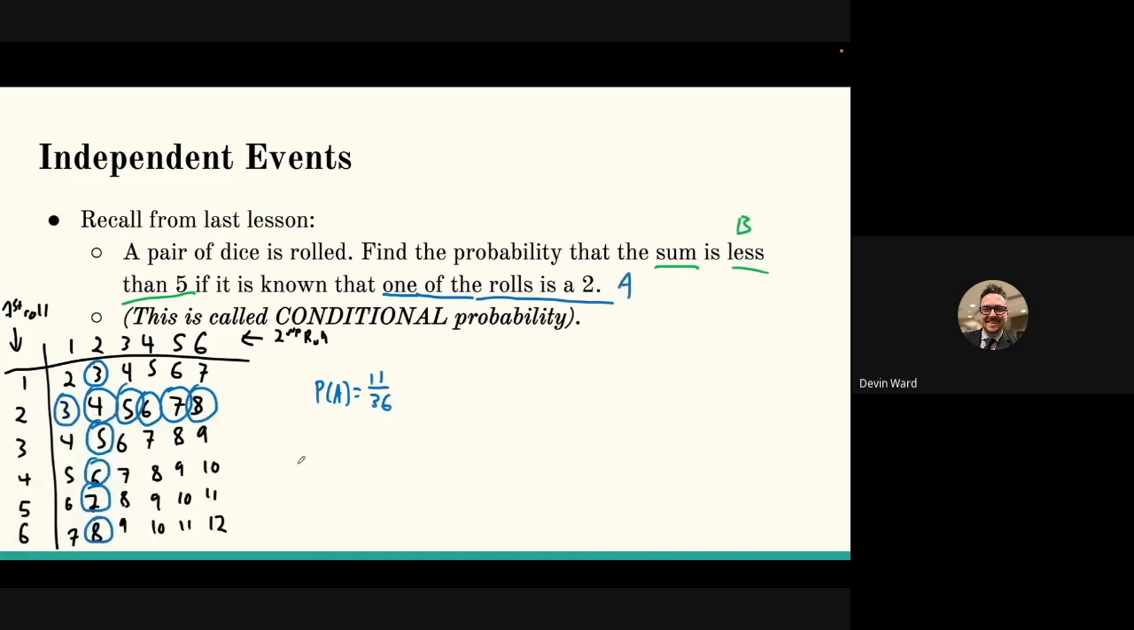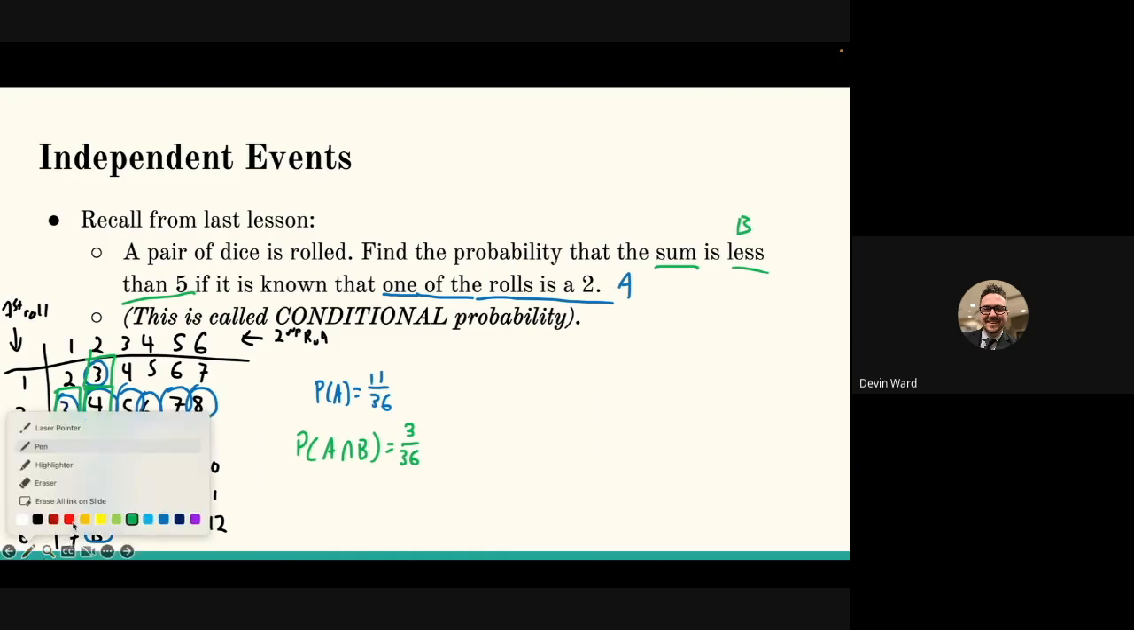Okay. But we're only looking at when it's already a 2. So the probability of A and B would be this 3 because we rolled 2 and it's less than 5. This 4 because we rolled 2 and it's less than 5. And this 3 because we rolled a 2 but it's less than 5. It doesn't say less than or equal to, so that's why we don't include the 5. So we only have 3 that are circled here, of the 36 total options that are both less than 5 and we roll a 2 with.